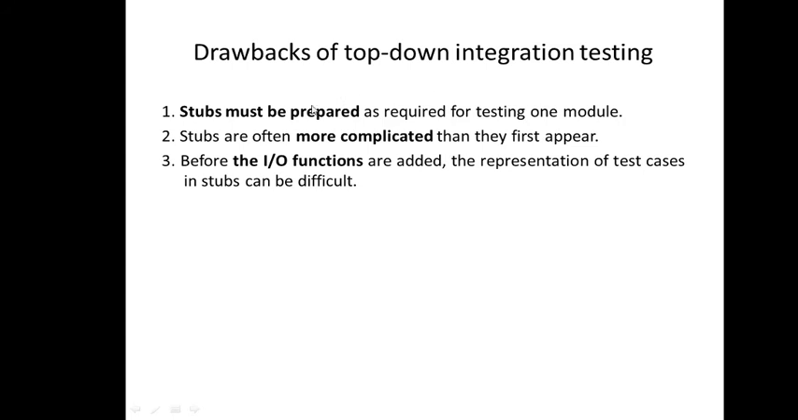Now what is the drawback? Stubs must be prepared as required for testing one module. So stubs are mandatory, you need to prepare them. Stubs are often more complicated than they appear at first. So we have seen in the last lecture how to prepare a stub. We prepare a main module for stub. So it's a bit difficult task. Before the input-output functions are added, the representation of test cases in stub can be difficult. So I said input-output operations are always performed by the lower modules. We require a lower module to test the upper modules, so this becomes a difficult task.